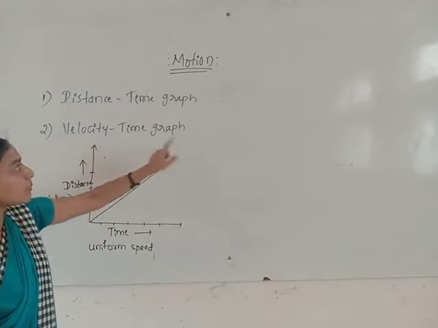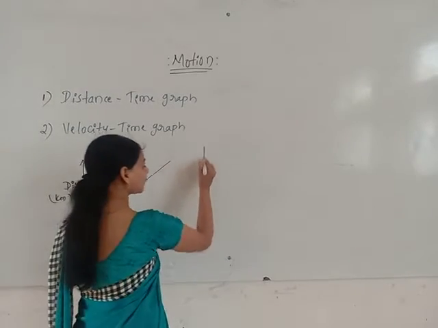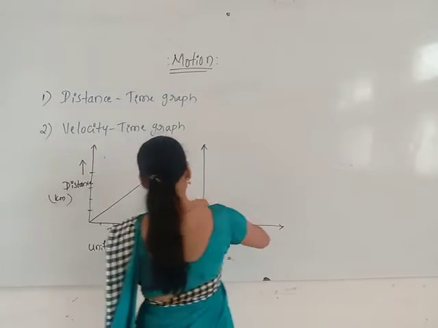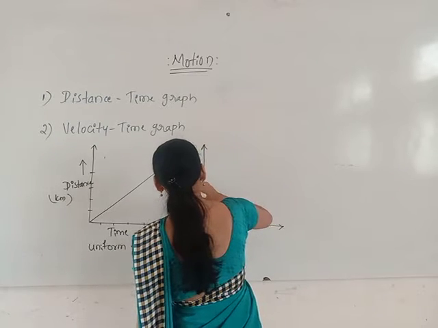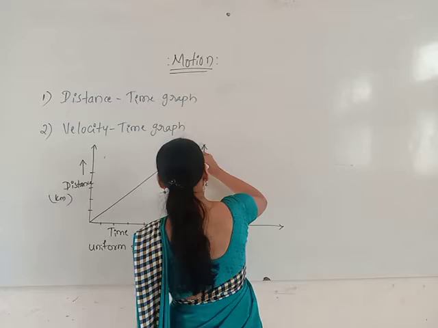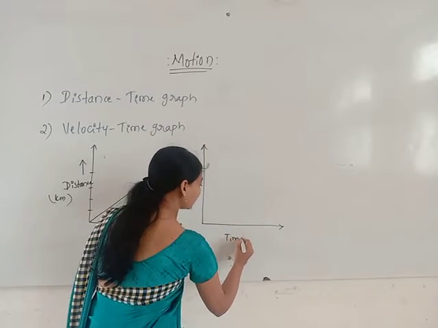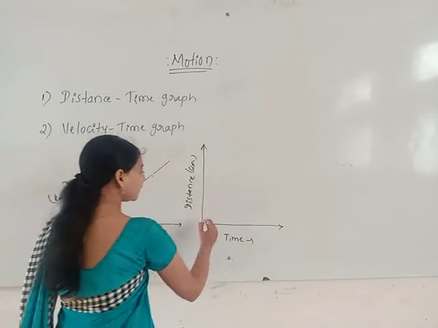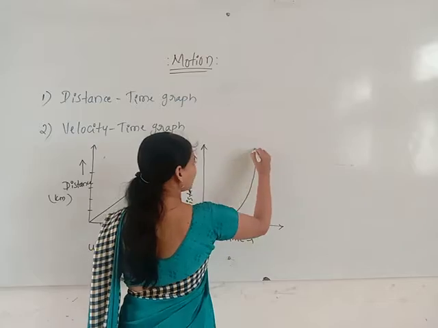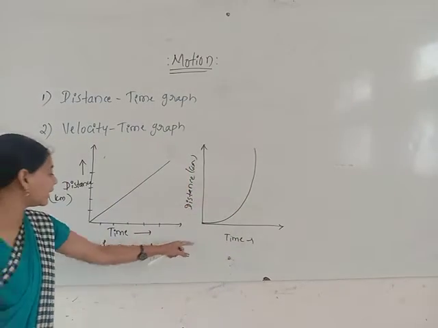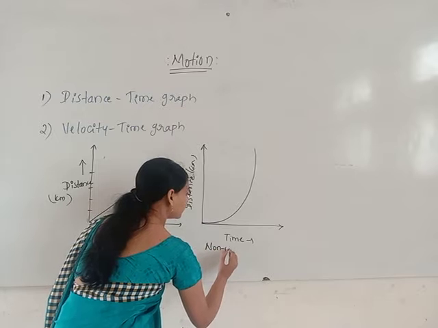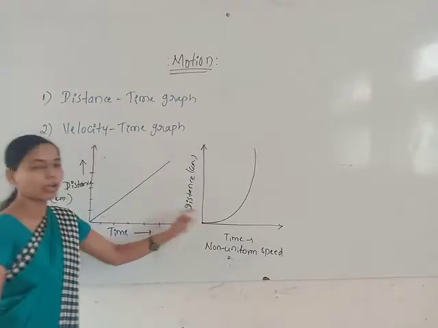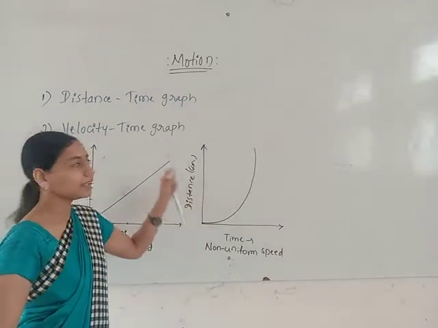Okay. Next, another type of graph in the distance time graph, that is with non-uniform speed. What do we get in non-uniform speed? Here distance, which is in kilometers, and here time. You can take it as seconds also, you can take it as hours also. So here we got a curved shape of the graph. Here it is a non-uniform speed. These two types come under the DT graphs.